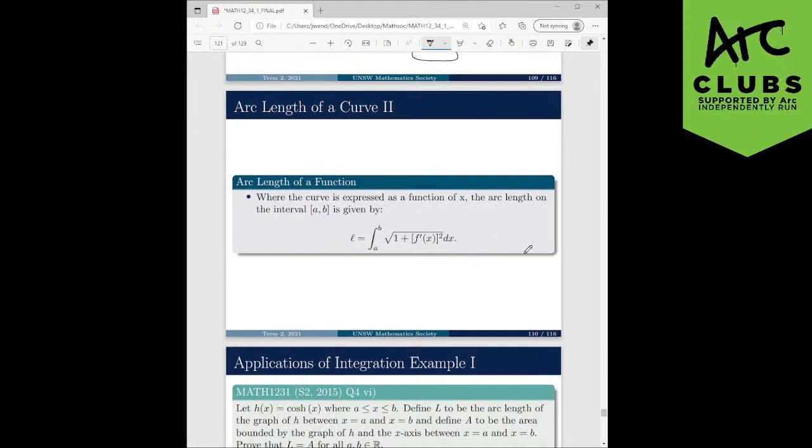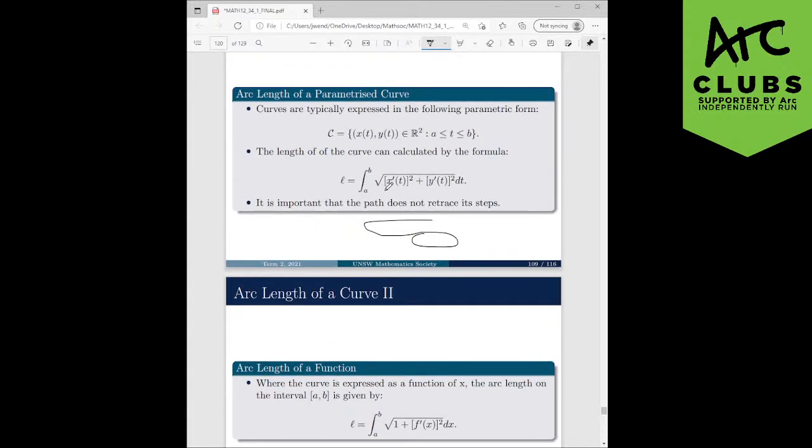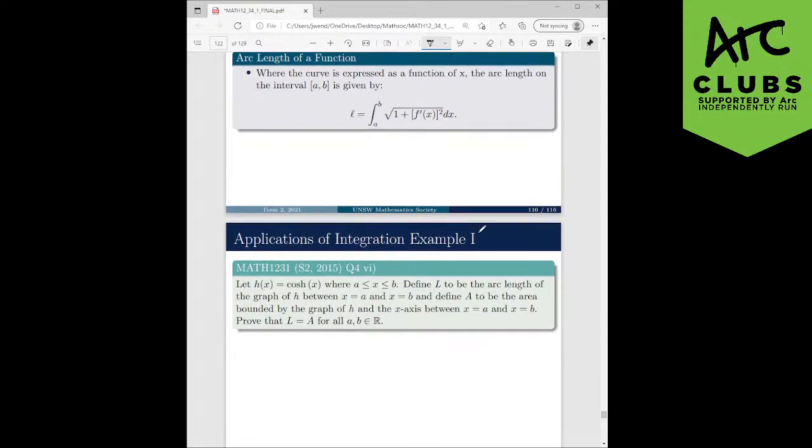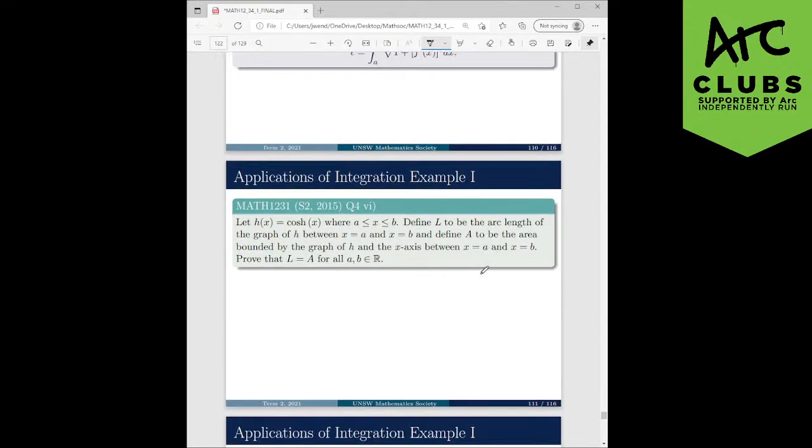Now, if it's more typical, if you just get y equals f of x, this is the formula you use for arc length. You just evaluate f dash x instead of needing to evaluate two derivatives here for x of t and y of t. So applying this in the 2015 paper, you have the cosine x. This falls under they just give you y equals f of x. This is not a parametric. To evaluate the arc length from a to b, you go ahead and use the arc length formula.